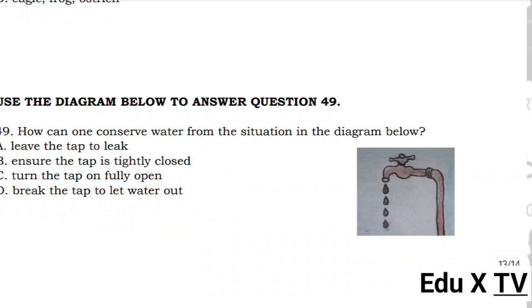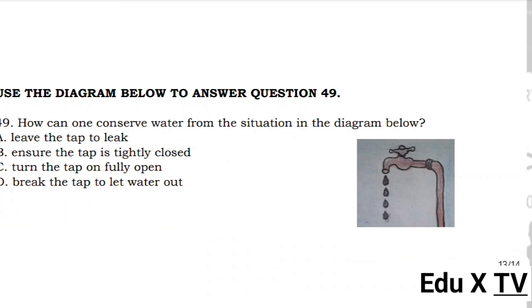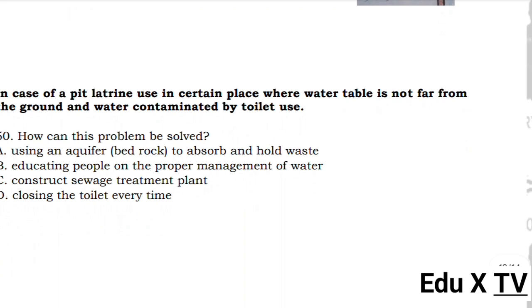Use the diagram below to answer question 49. Number 49. How can one conserve water from the situation in the diagram below? The answer is B. In the case of pit latrine use, in certain places where the water table is not far from the ground, water is contaminated by toilet use. Number 50. How can this problem be solved? The answer is A.